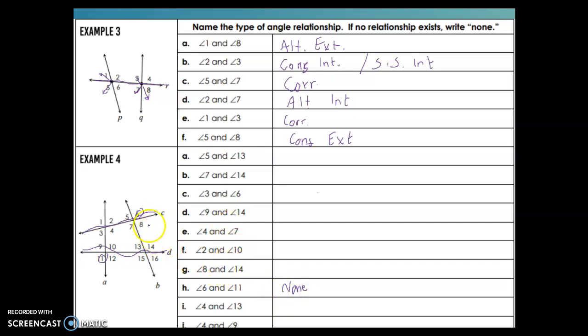So when you're comparing these angles, these 8 angles are on the same transversal, so they could be consecutive, corresponding, etc. And these 8 angles are all surrounding transversal D, so they have some kind of relationship. So pause the video, do what you can. We'll check example 4 when you come to class on Tuesday and see how you did.